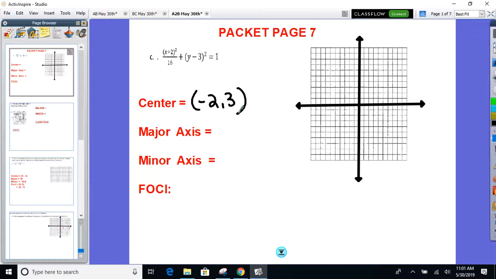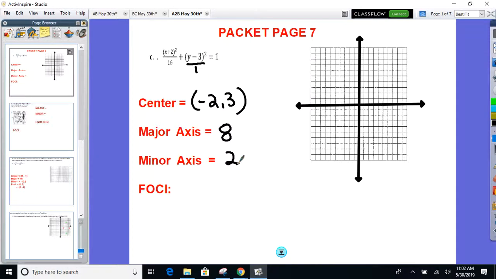Major axis, is it going to be horizontal or vertical, and how do we know? Horizontal, because this is over 1, so the bigger denominator is 16, and it's over x, which means it's going to be horizontal. Now, here's where I've got to make sure you're solid. If that's a 16, how long is the major axis? Because it's not 4. It's times 2, 8. What about the minor axis? Not 1, but I've got to multiply it by 2, so it's going to be 2 units long. We good there? Okay, fine.